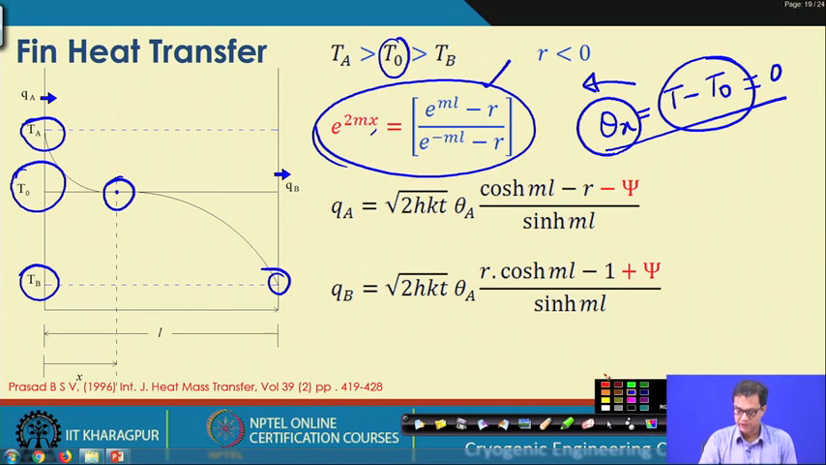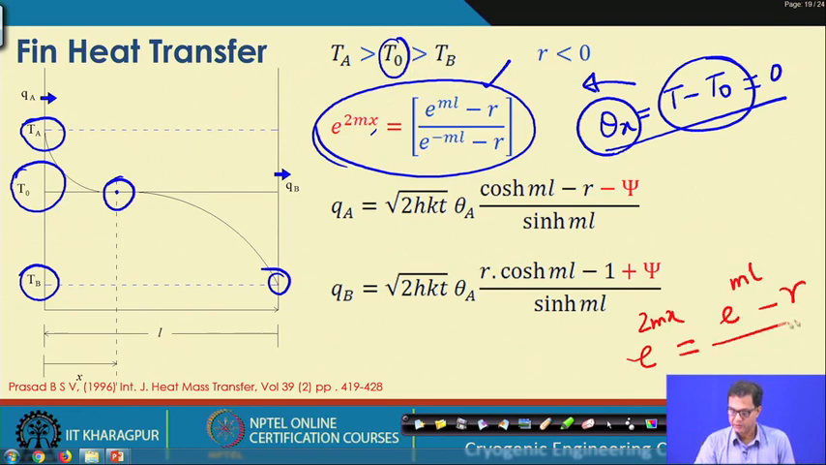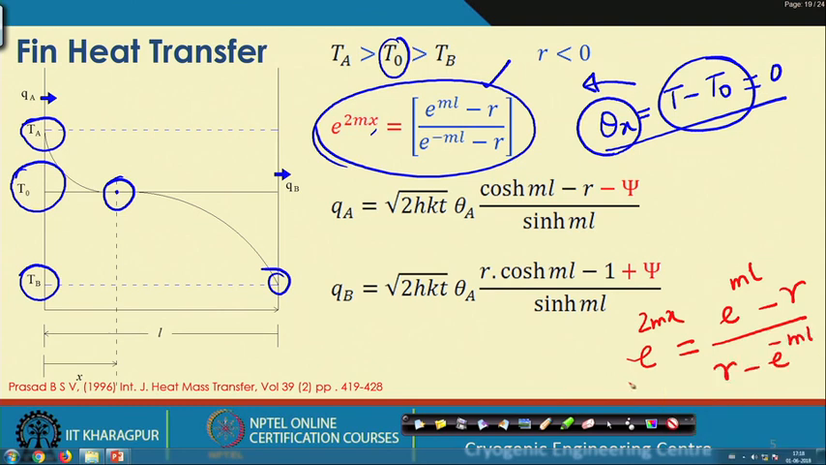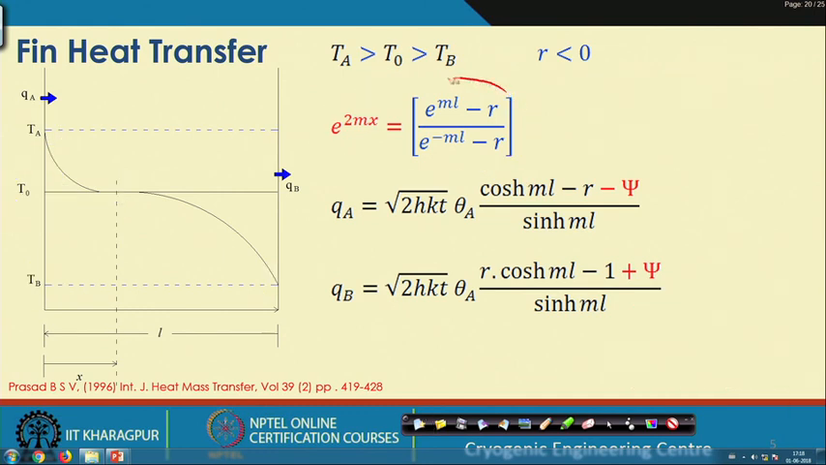It was e to the power 2mx is equal to e to the power ml minus r divided by r minus e to the power minus ml. This was the expression when the minima was lying in between or beyond the physical boundary of the fin. But in contrast to that, here what we have is some relation.